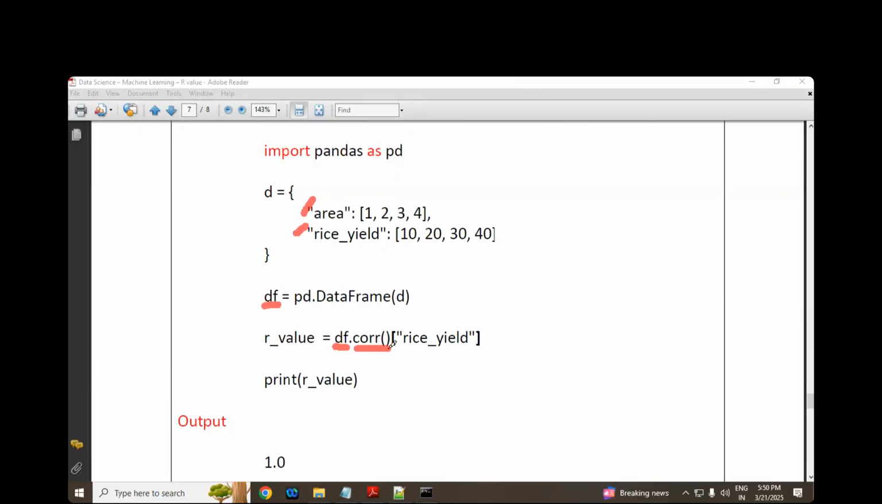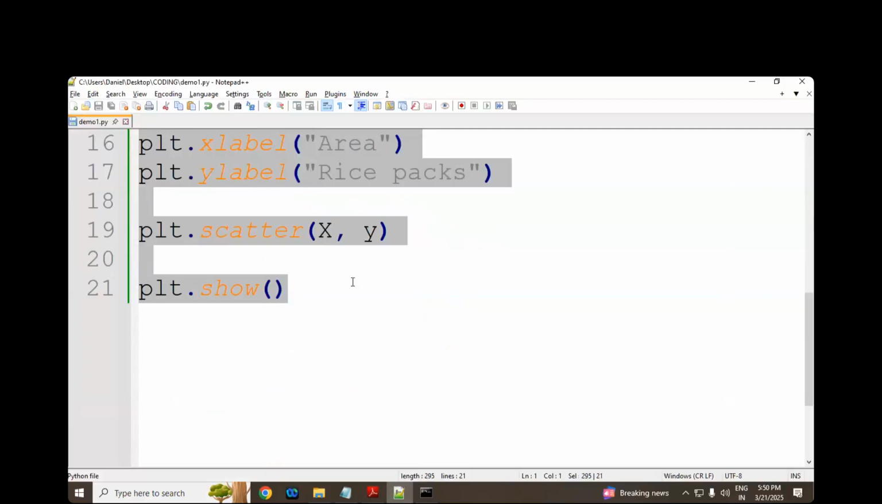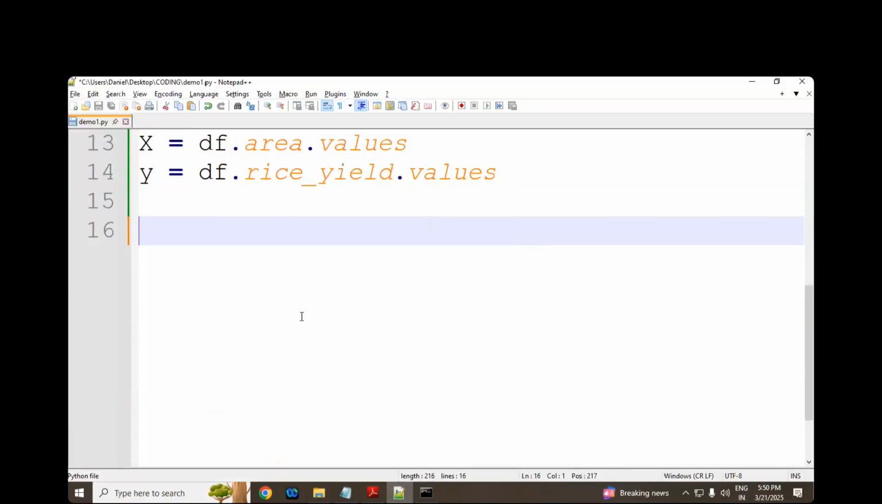The method name is correlation, but we need to pronounce it and call the method. Why are we passing this? I just wanted to create a correlation with respect to the target variable. Without this also we can see what is happening. We already know how to create a data frame, and now we just have to call the method.